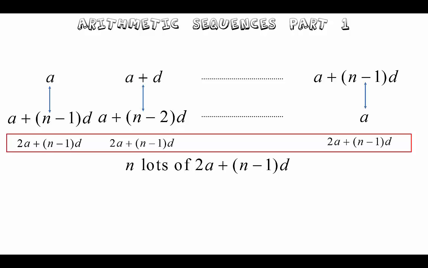So what can we conclude from that? We can say that two lots of our series of terms for an arithmetic sequence consists of n lots of 2a plus n minus 1 d. And from that, we can say that the sum of our sequence of terms, which we can represent by capital S subscript n, is equal to n over 2, and then in brackets, as you can see, 2a plus n minus 1 times d. So that's our formula that will give us the value of the sum of a given number of arithmetic terms.